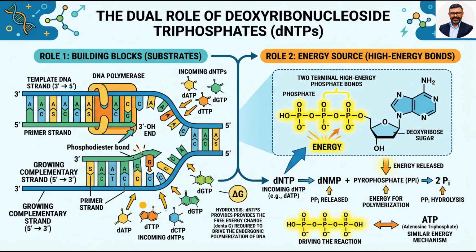Deoxyribonucleoside triphosphates serve dual purposes. In addition to acting as substrates, they provide energy for the polymerization reaction. The two terminal phosphates in a deoxynucleoside triphosphate are high energy phosphates, same as in the case of ATP.